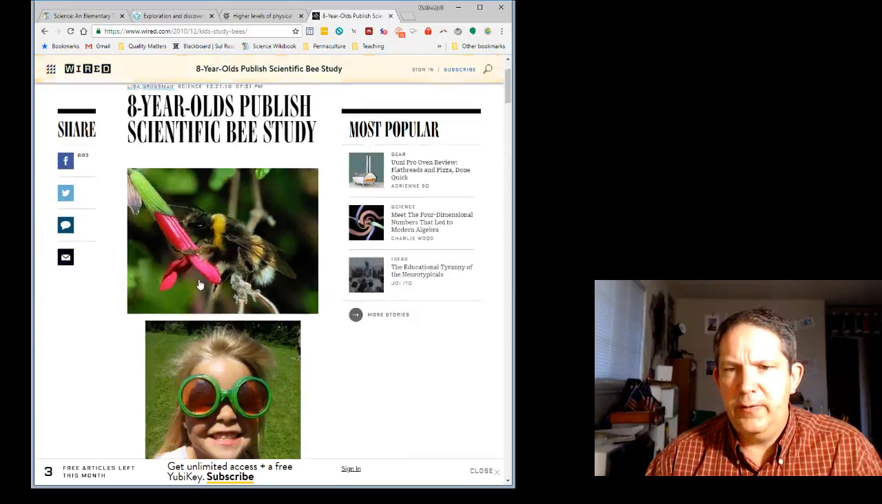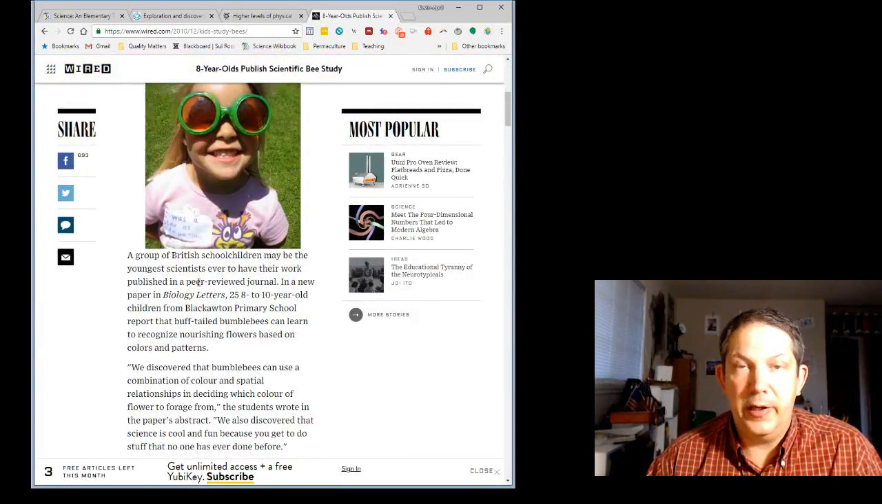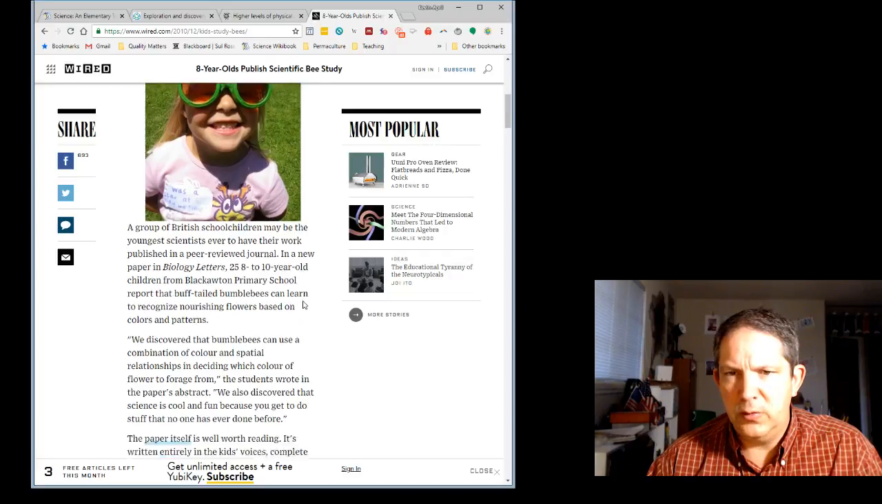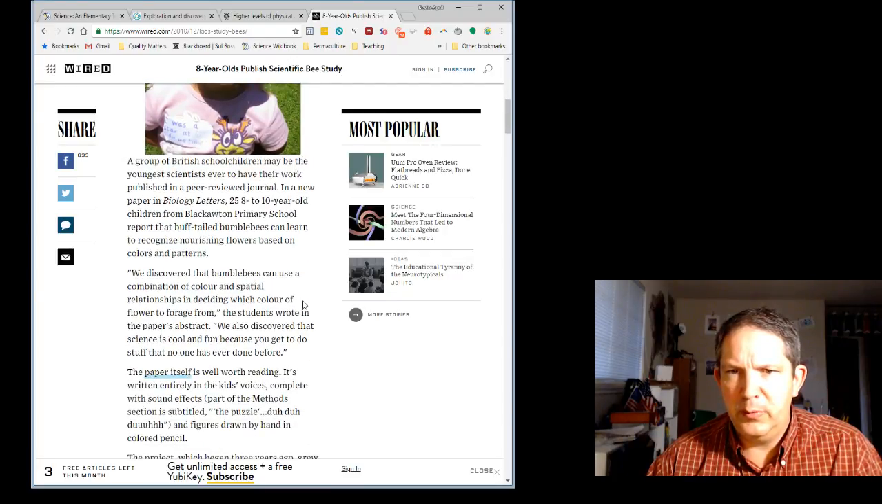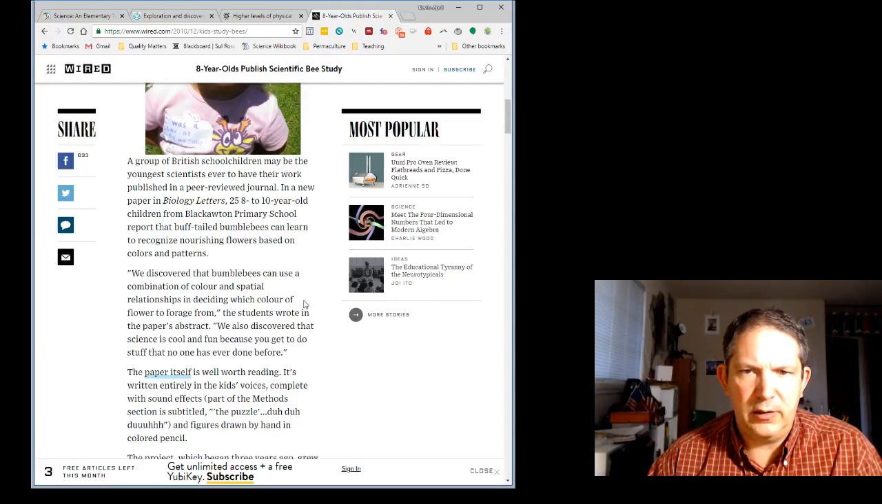8-year-olds published a scientific bee study. They had some help. But a group of British school children may be the youngest scientists ever to have their work published in a peer-reviewed journal. In a new paper in Biology Letters, 25 8 to 10-year-old children from Blackawton Primary School report that buff-tailed bumblebees can learn to recognize nourishing flowers based on colors and patterns.